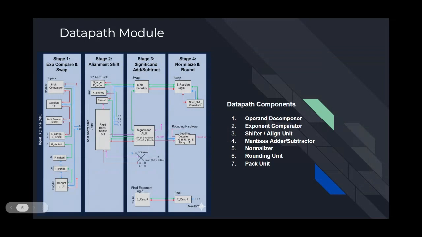And lastly, with our data path module, the data path has a few components such as the operand decomposer. This will help us with exponent compare and shift swapping, and then our alignment shift, significand add subtractor, and normalize and rounding at the very end.